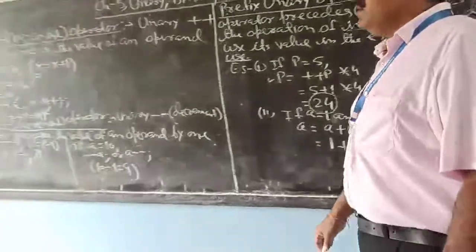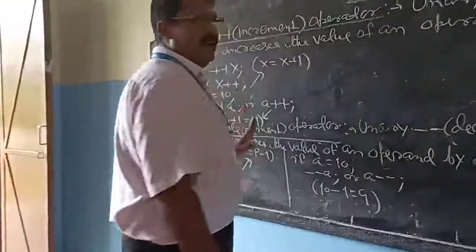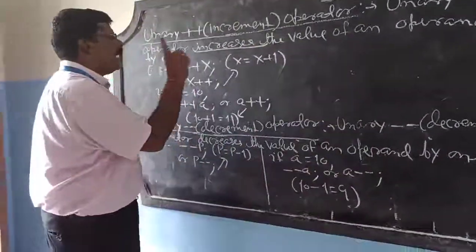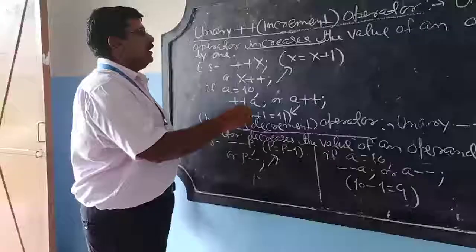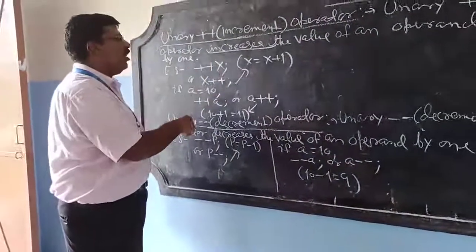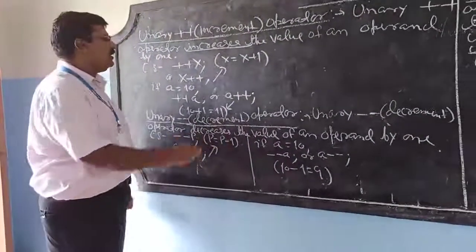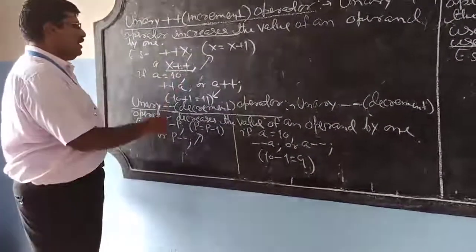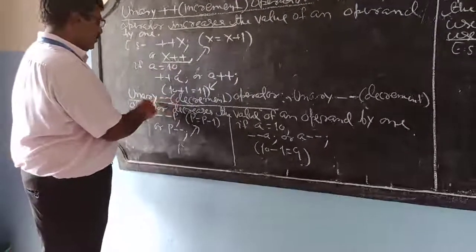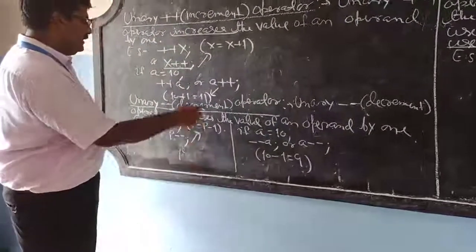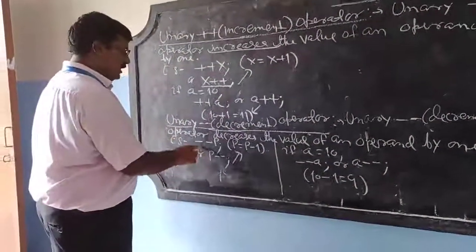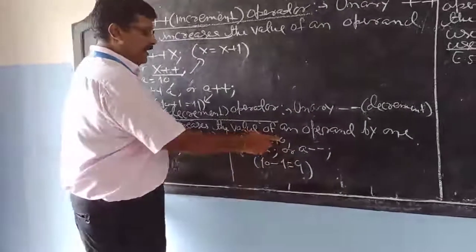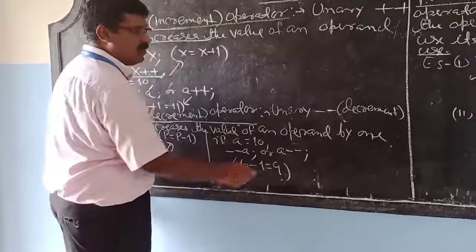So today, what have we learned? Today we have learned what the unary increment operator is. The unary increment operator increases the value of an operand by 1. It has two formats. If the plus sign comes before the operand, it is called the prefix increment operator. If it comes after the operand, it is called the postfix increment operator. In the same way, unary minus is called the decrement operator. It is used to decrease the value of an operand by 1. --p or p-- means p equal to p minus 1. So if a equal to 10, then --a means 10 minus 1 equal to 9.